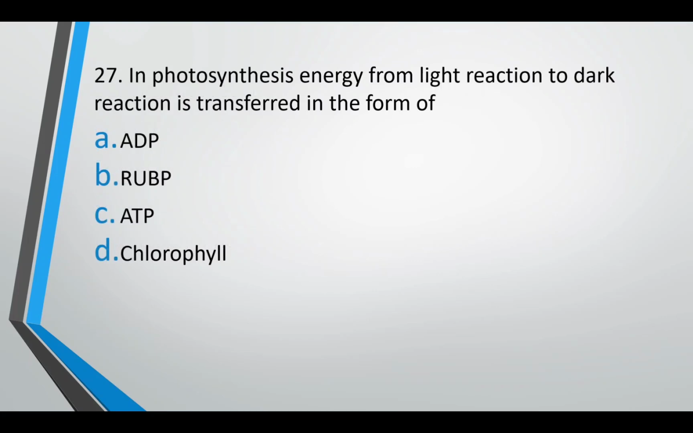During the process of photosynthesis, energy from light reaction to dark reaction is transferred in the form of ADP, RuBP, ATP, or chlorophyll. Correct answer is option C, ATP.